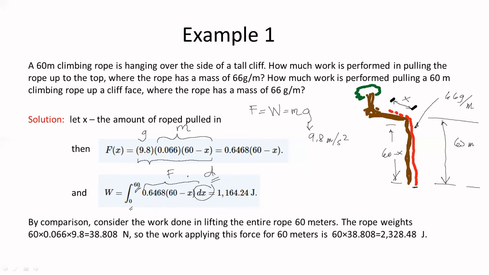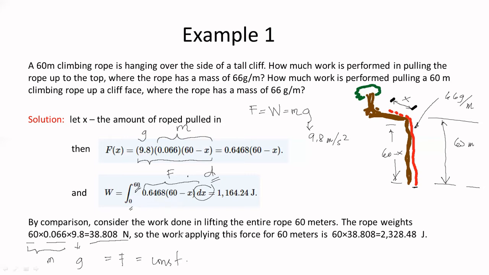By comparison, you could see we can consider the work done in lifting the entire rope 60 meters. The weight of the rope is 60 times 0.066 times 9.8. And this is the entire force that you will apply, because at one time only, in letter B, you can assume that the 60-meter rope is rolled up, and then all at once it will be pulled up from a 60-meter distance. So this is the total weight of your rope, the 60 times the 0.066, which is the 66 grams converted to kilograms. So this is your mass, and this is the G. So in this case, your force is constant in the second scenario.